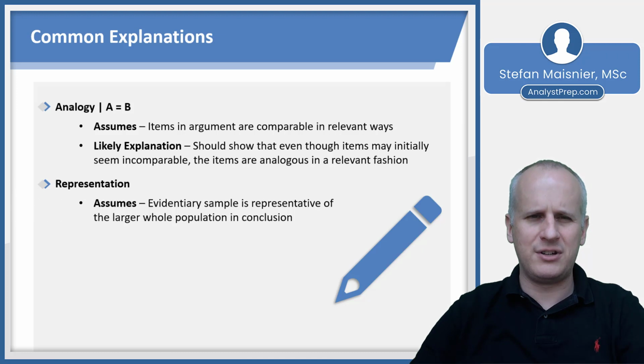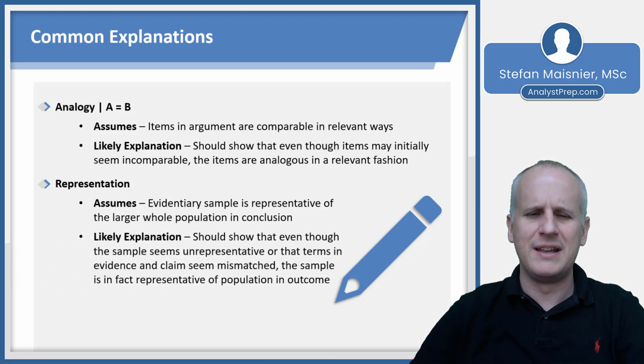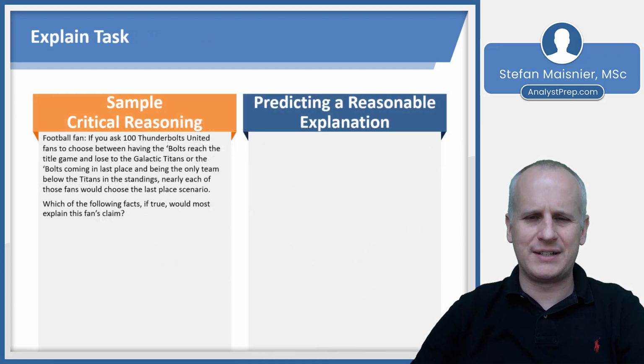Our representation common argument is going to assume that that evidentiary sample is representative of the larger whole population in the conclusion, and the likely explanation for some sort of circumstance that is based upon an unlikely representation is going to show that even though the sample seems unrepresentative, or that the terms in the evidence and claim seem mismatched, the sample is in fact representative of the population in the outcome as it's described. So let's take a look at an example.